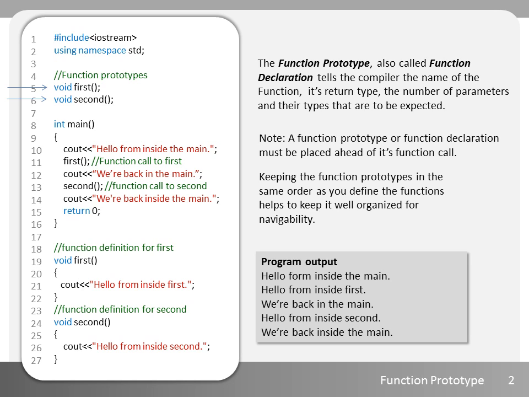Here we have two function prototypes, one on line 5 and another on line 6, letting the compiler know there is a void function called first with no parameters, and another void function that's called second with no parameters. And then the first function that we have defined is the main function, as it's the starting point of most programs. This makes the program simpler to read.